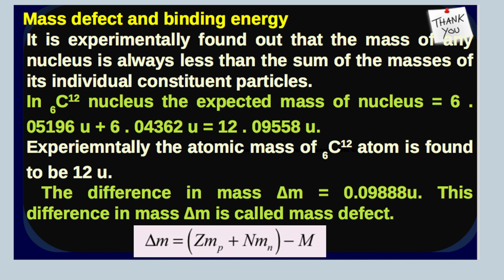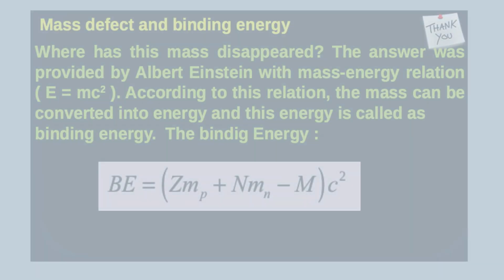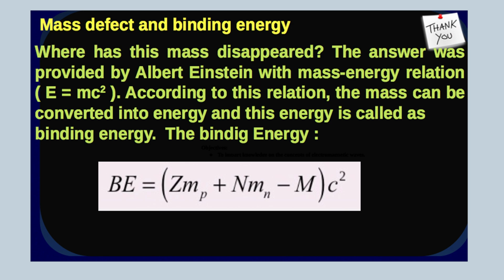Here Mp is the mass of protons, Mn is the mass of neutrons, Z is the total number of protons, and N is the total number of neutrons, and capital M is the experimentally observed mass of the nucleus. Where has this mass actually disappeared?